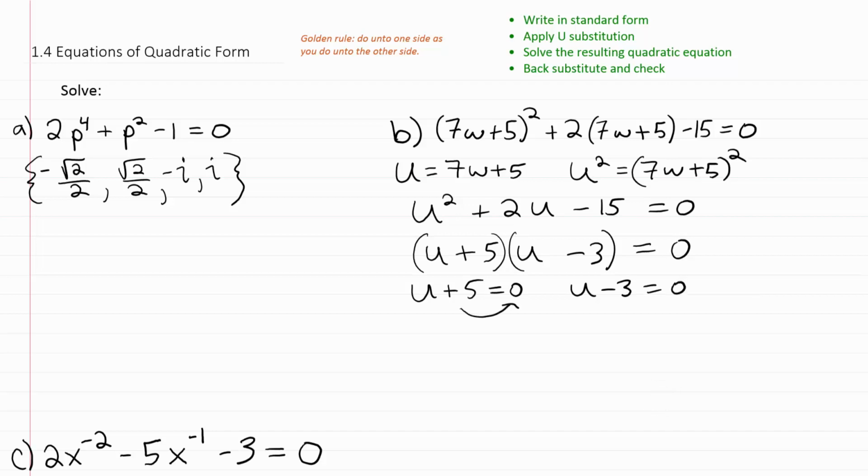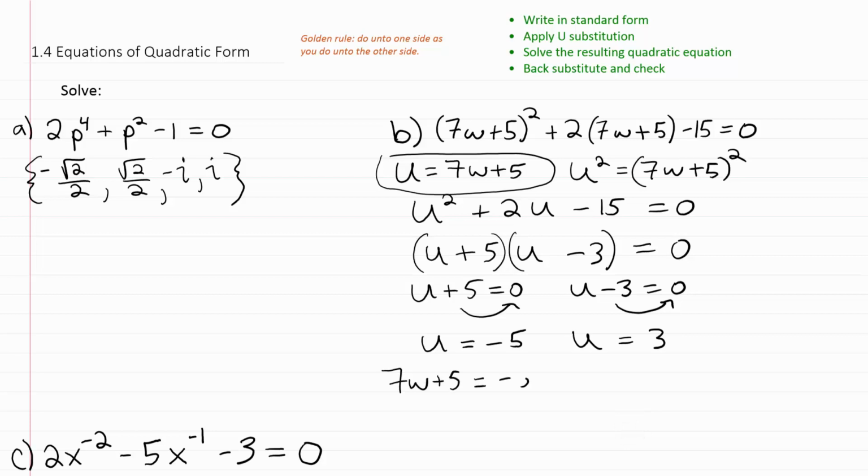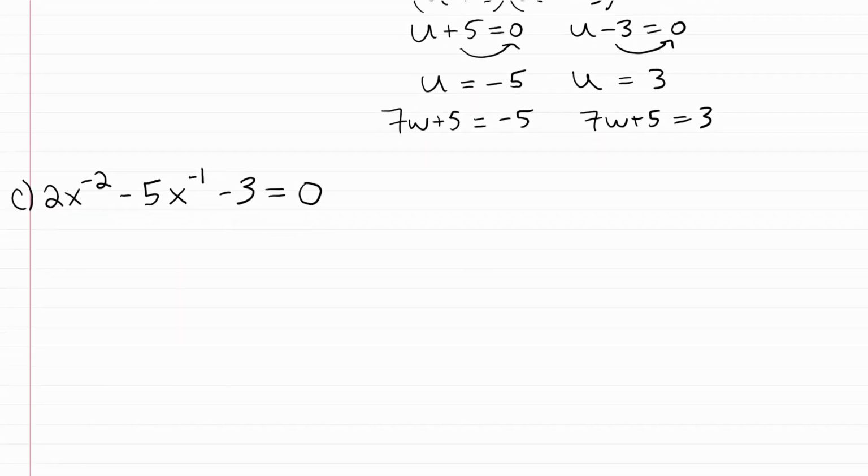All right, so if we move the 5 over, we get u is equal to -5. If we move the 3 over, we get that u is equal to 3. But don't forget that u is actually 7w plus 5, right? U over here is 7w plus 5, so we need to say 7w plus 5 is equal to -5, and 7w plus 5 is equal to 3. Then from there, we should be able to solve these linear equations.